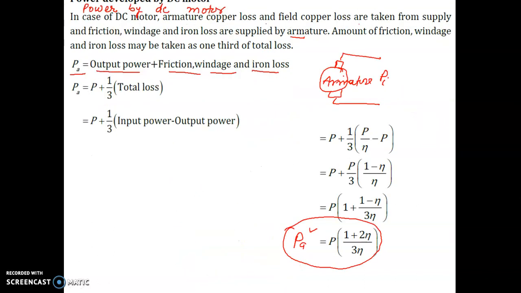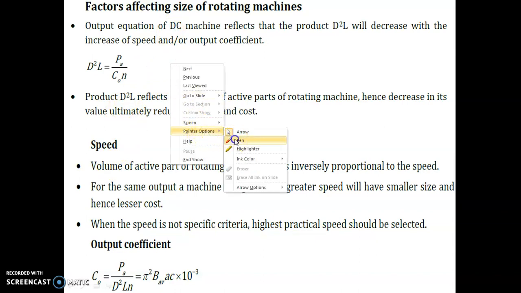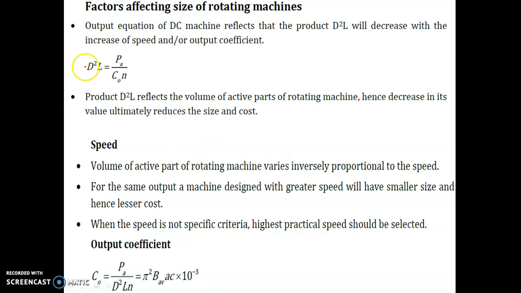So now see what are the factors that will affect the design of our machine. This topic is factors affecting the size of rotating machine. What size of rotating machine?